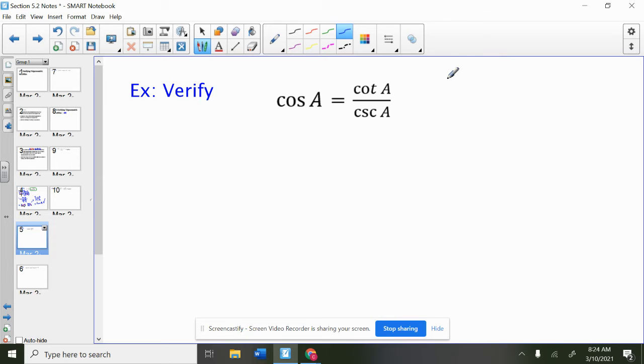Okay, verify. Cosine of A equals cotangent divided by cosecant. So same question. Which one's the more complicated side? Hopefully, again, we can agree that that would be this. So I'm going to break that down. That bread and butter, that one that we use so many times, get it down to the sines and the cosines. So cotangent. We talked about how cotangent, like I saw in the last example, is cosine over sine.